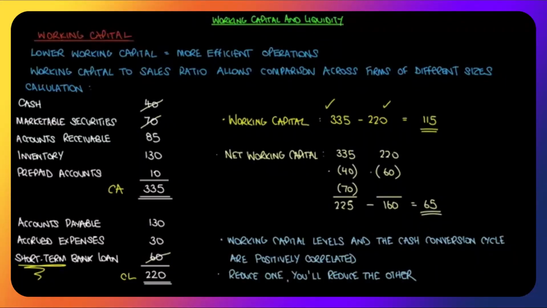And working capital levels and the cash conversion cycle are positively correlated. If you have a shorter cash conversion cycle, you will have less working capital on your balance sheet. Reduce one, you'll reduce the other. The opposite is also true. If your cash conversion cycle starts to lengthen, then you're going to see more working capital on the balance sheet. It's going to cost you more to finance it.